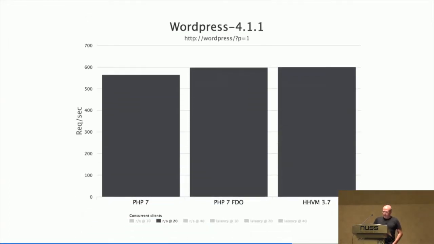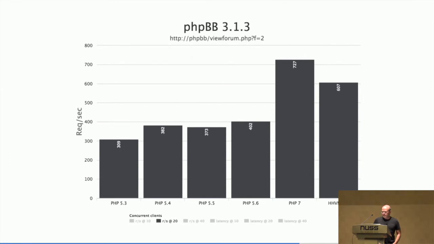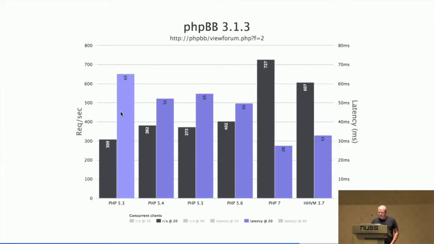All right, a few other numbers. PHPBB, again, not quite 2x from PHP 5.6, but more than 2x from PHP 5.3. So this is 309 to 727, right? Latency drops down from 65 milliseconds down to 28 milliseconds here. And the latency, it's the first byte latency. So it's the time between the request hitting the server and the first byte coming back to the browser. So it comes down to responsiveness, like how quickly does the server respond? How quick does it feel?